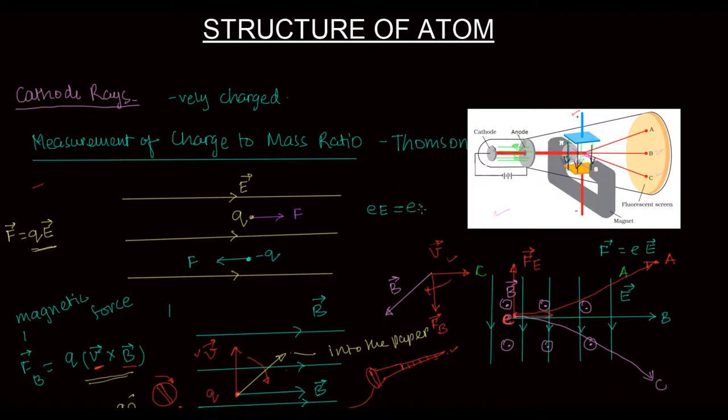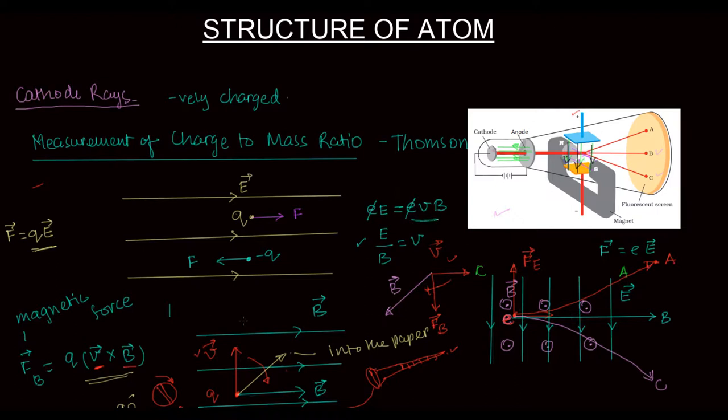Q here is e. eE equals eVB. What happens? If you adjust, this gets cancelled. Your E upon B, such that it is equal to the velocity of the electron, what will happen? The charge will go undeflected. Understand? You can arrange these fields in such a manner that the moment their ratio is equal to the velocity, you understood why this is happening?